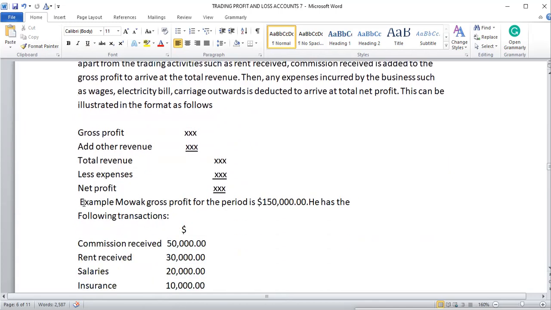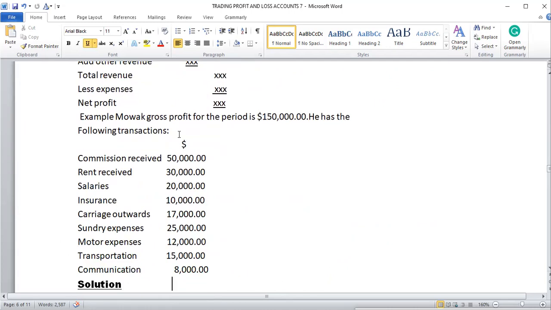So let us look at an example. MOA's gross profit for the period is $150,000. It has the following transactions. Commission received $50,000. Rent received $30,000. Salaries, $20,000. Insurance, $10,000. Carriage out was $17,000. Sundry expenses, $25,000. Motor expenses, $12,000. Transportation, $15,000. And communication, $8,000.